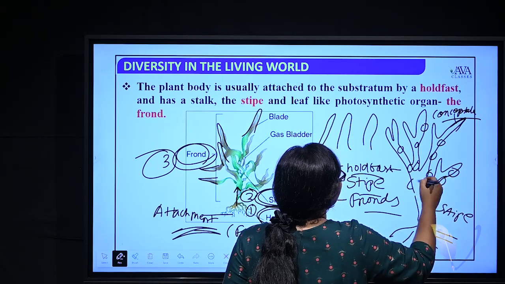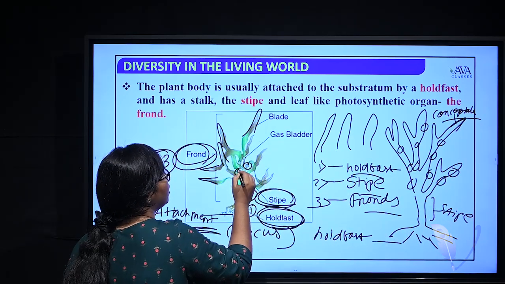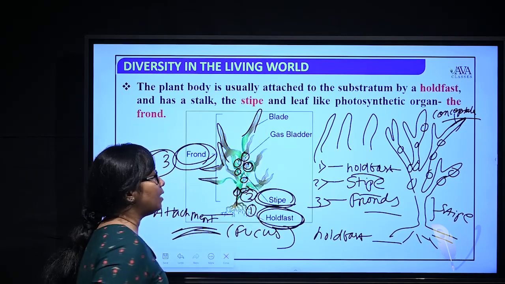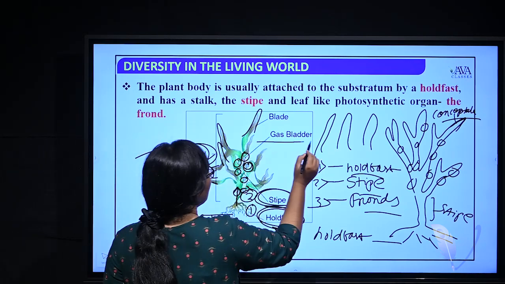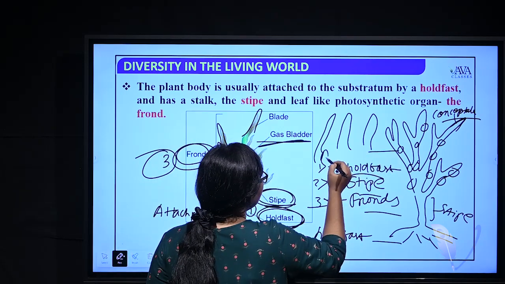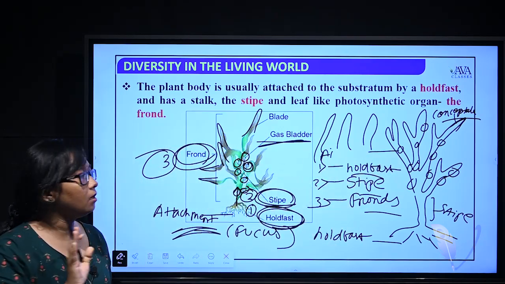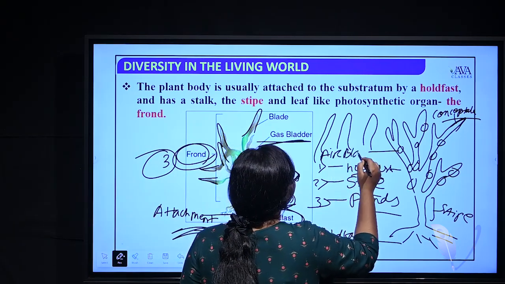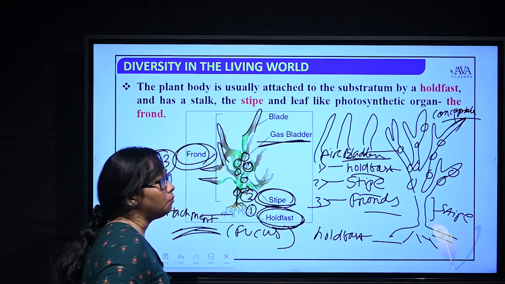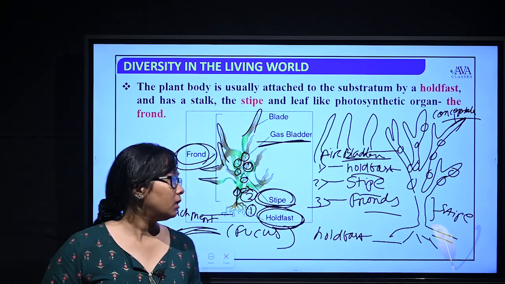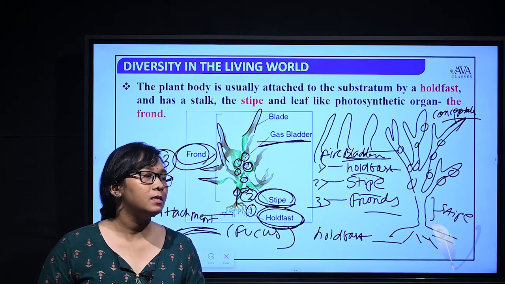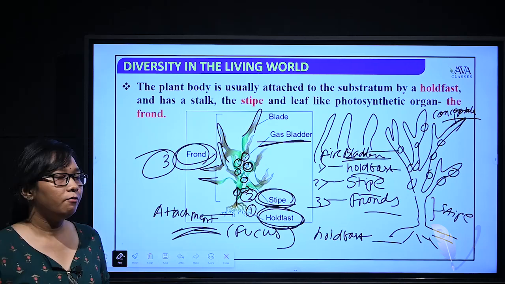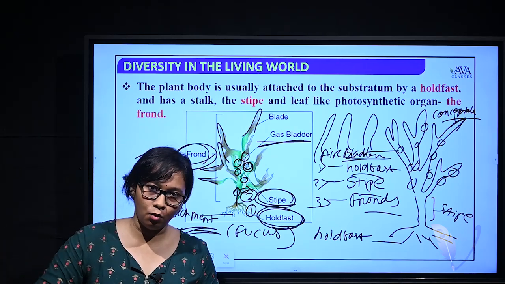And in between the fronds, some air bladders are present. Here it is written gas bladders, but gas bladder and air bladder are equal terms. And why is there an air bladder? The Phaeophyceae of some species have air bladders or gas bladders in their bodies for floating purpose, so that they can float in water.